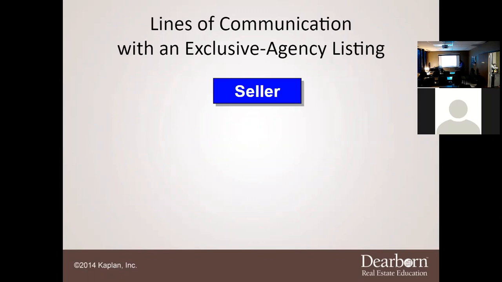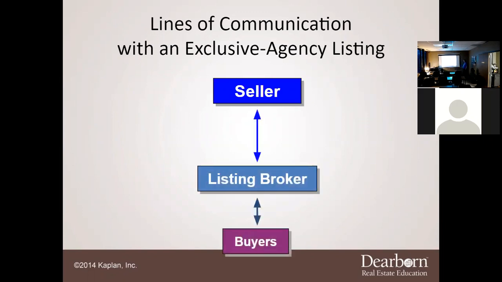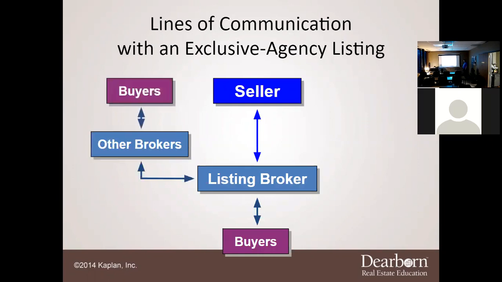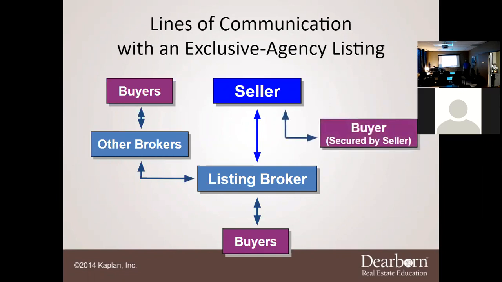Now, when dealing with an exclusive agency, okay, what you want to do in this situation, again, you've got your seller, and we have the same normal little spin here, same normal spin over here as well. But look what happens here on the last one. On the last one, if the seller procures a buyer, the seller can cut off that line between the seller and listing broker and handle the sale themselves and pay you zippo. Zippo.